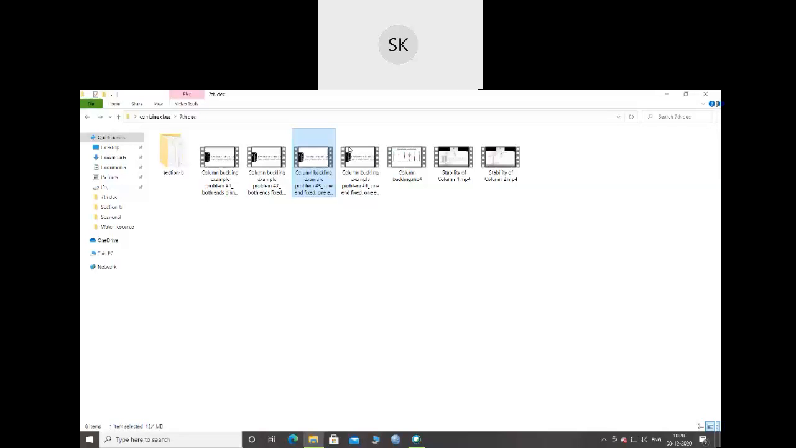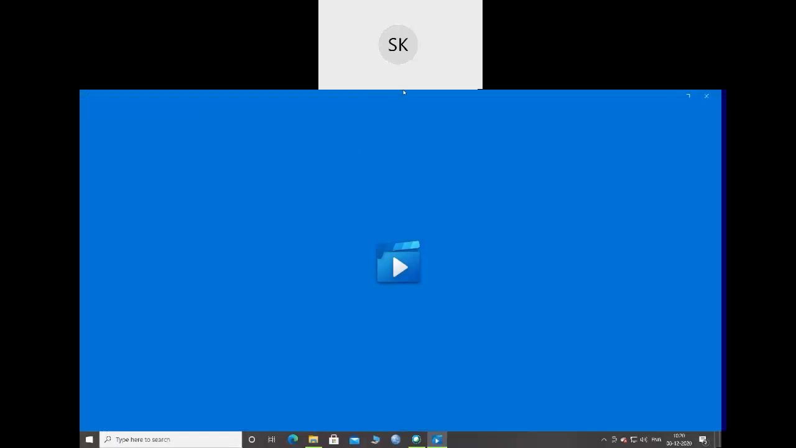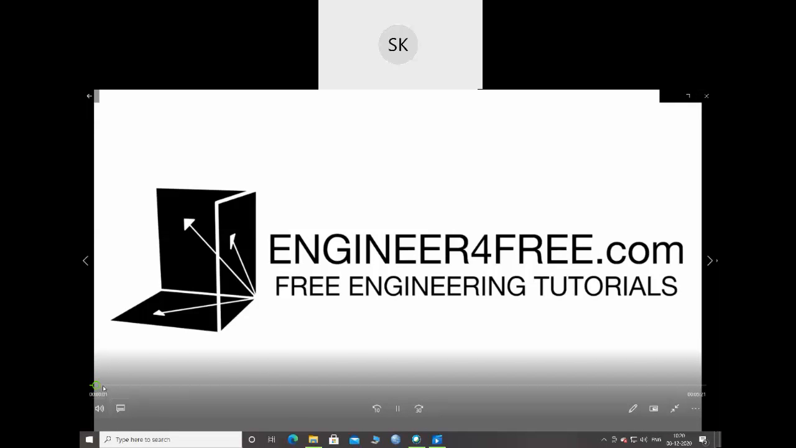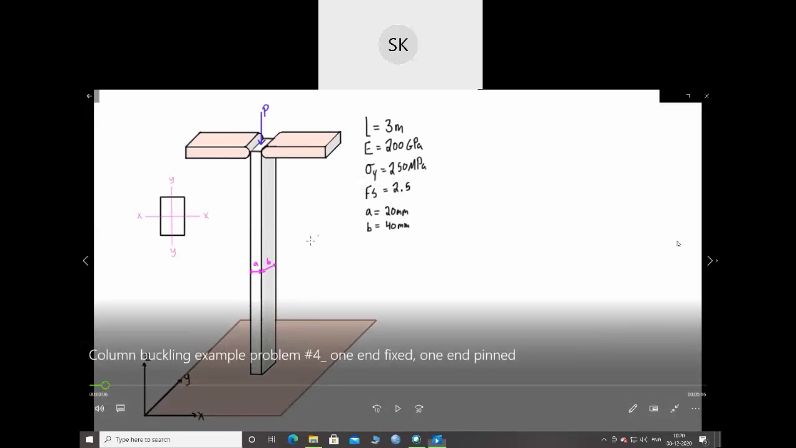Those who have joined newly, they can write their roll numbers. Number 4. Is the screen visible?